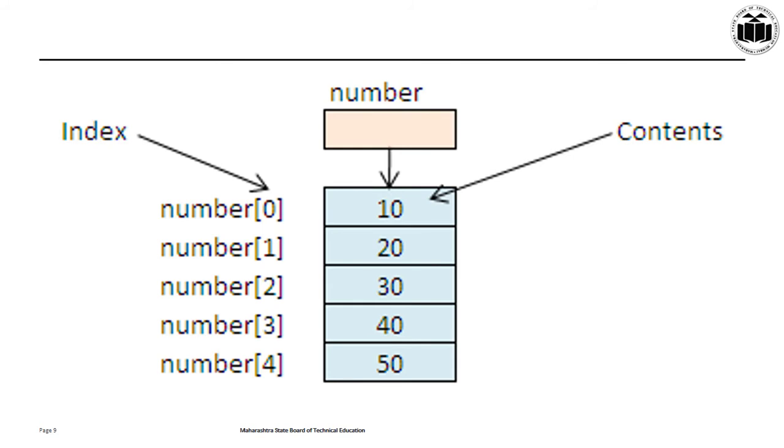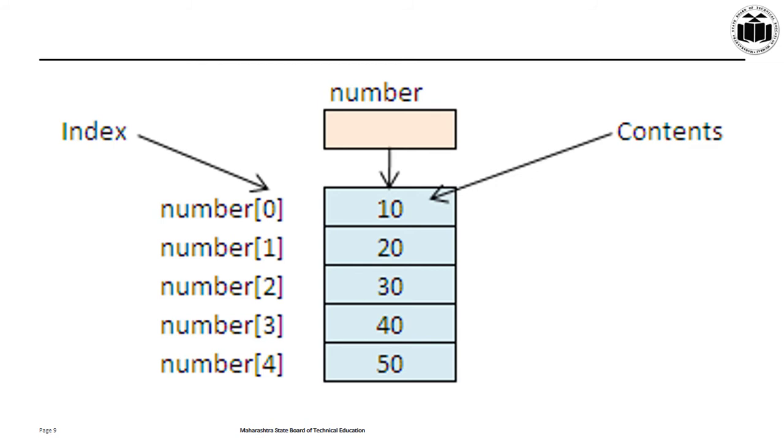So here we have created a number array of integer data type and we are trying to allocate 5 memory locations. We need to reserve 5 memory locations for this number array. So this 10 value belongs to number[0]. This 0 is known as index or you can say subscript. So number[0] belongs to 10 value. number[1] belongs to 20 value. Likewise number[4] belongs to 50.